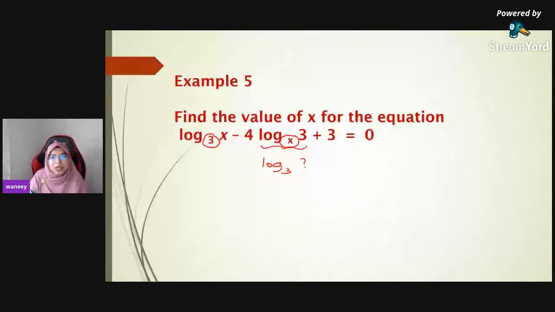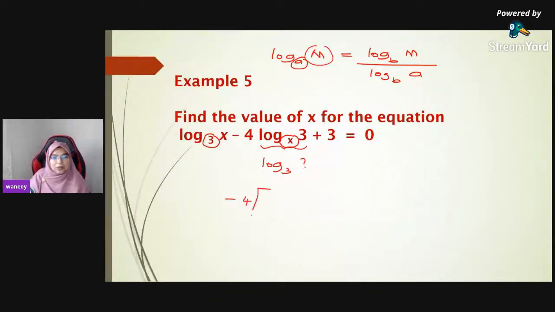Okay, so basically if we have log to the base of a, m, and I want to change this into log to the base of b. So this is log b, m over log b, a. So m is over here, a is here, b is the new base. So since I simply want to change it into log to the base of 3, so we're going to have something like negative 4 times log 3 over log 3x.